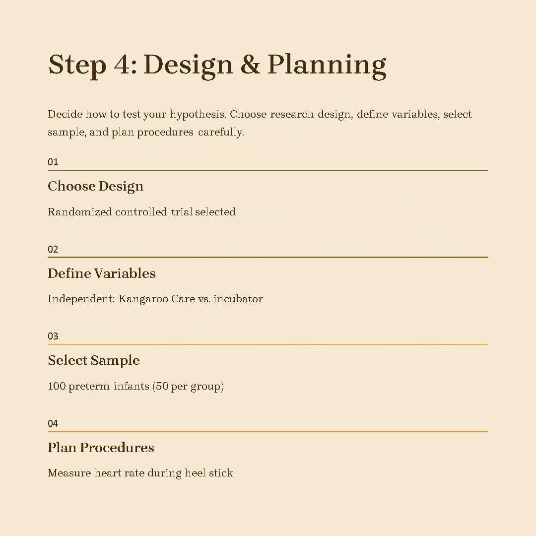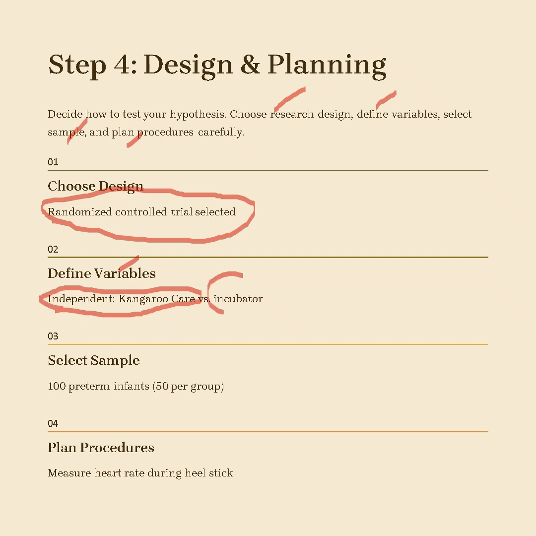Coming to the next, she's designing and planning. Decide how we are going to test the hypothesis. Choose our research design, choose our variables, select the sample and plan the procedure carefully. Now see here, choose the design. Here a randomized control trial is selected. Define the variables. Here the independent variable is kangaroo care versus the incubator. Select the sample. She has selected 100 preterms, that is 50 for each group. What's the procedure? She is going to measure the heart rate during the heel stick.